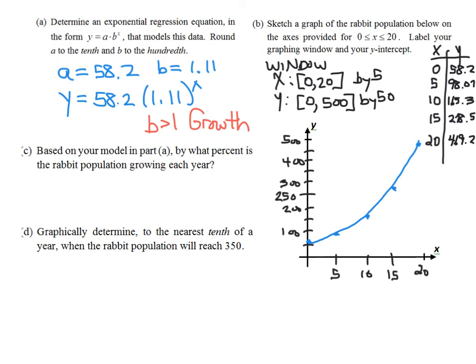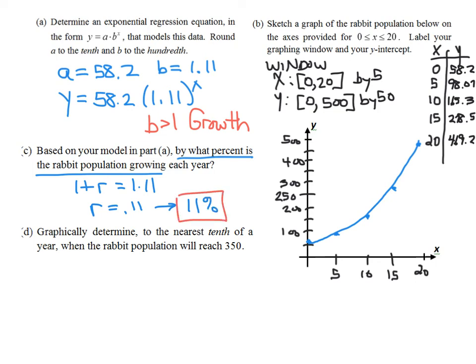Now for question C, it says, by what percent is the rabbit population growing each year? So again, we're going to take a look at that b value. So in our exponential regression, the b value is 1.11. So b has to stand for 1 plus r. So I'm going to solve for r because that's going to tell me my percent growth. So subtracting 1 from both sides, I get that r is equal to 0.11. Converting that over to a percent, it turns out that the bunnies are increasing by 11% per year on this island.